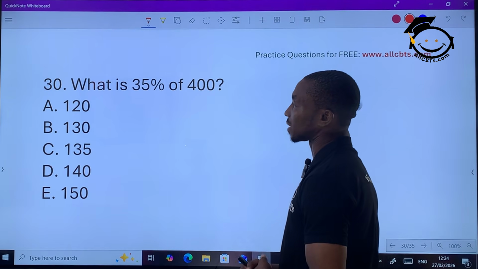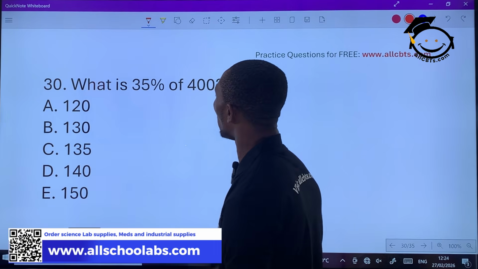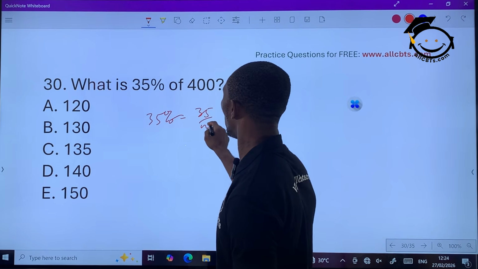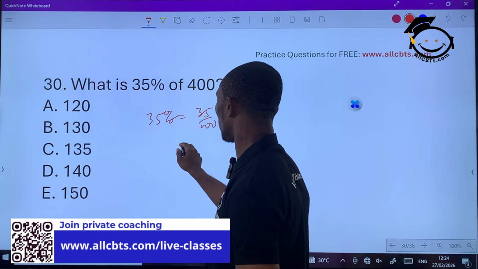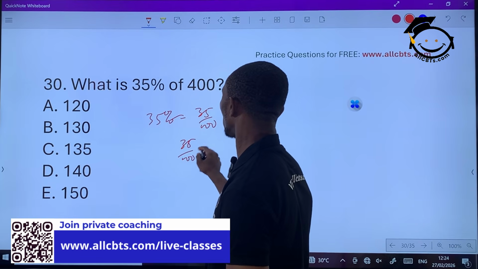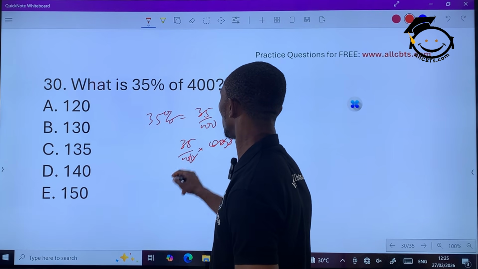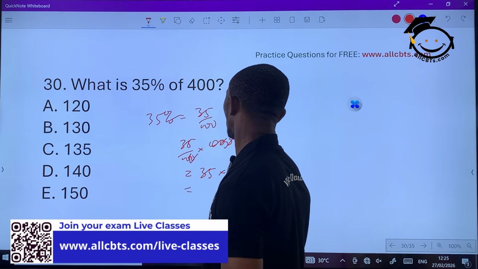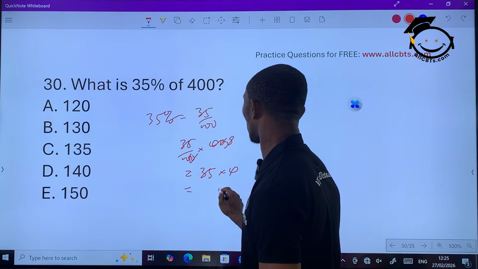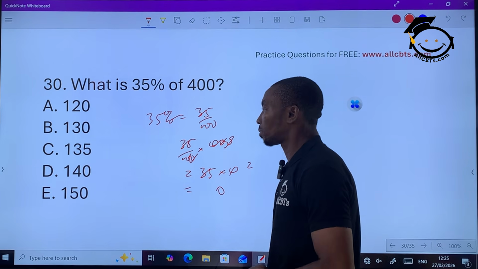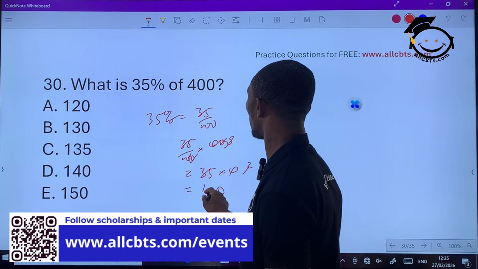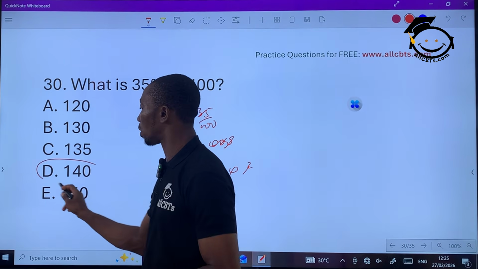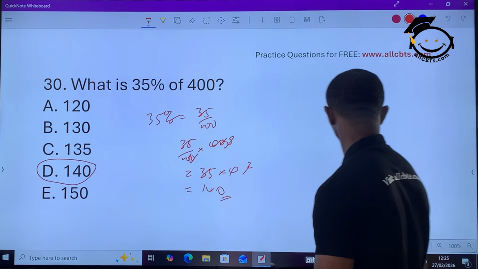What is 35% of 400? Now, 35% is 35 over 100. So of 400 will be 35 over 100 times 400. So this gives us 35 times 4. 3 times 5, 20, write 0 carry 2. 4 times 3, 12, plus 2, 140. So 35% of 400 is 140.